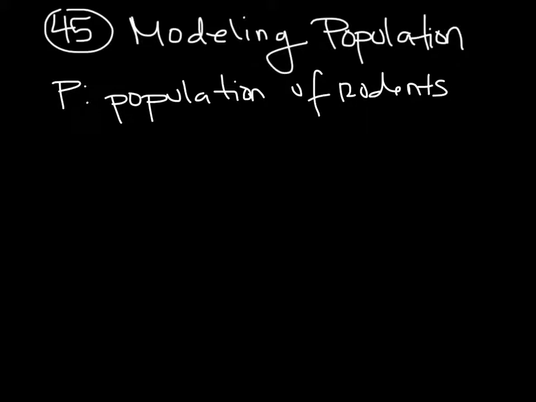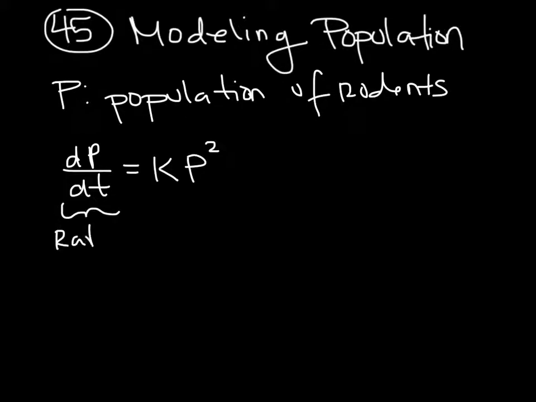We're given a differential equation. So our differential equation is dP/dt equals k times a capital P squared. Okay, this dP/dt is very important. This is the rate of change of the population P with respect to, of course, the time, which we know is t. So dP/dt means the rate of change of the population as time goes by.